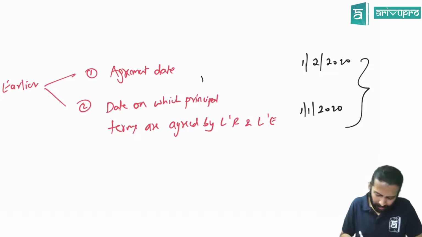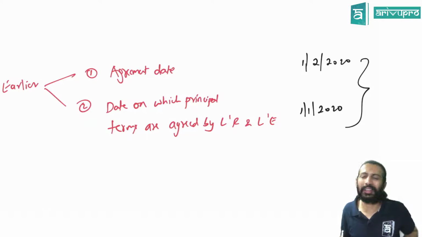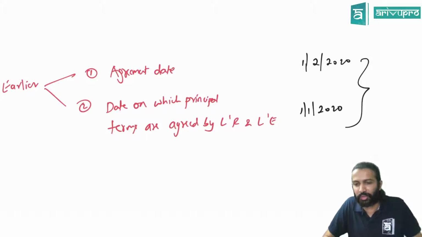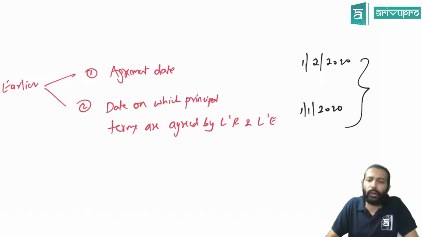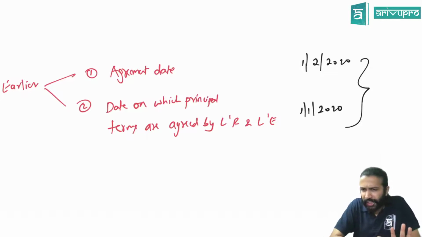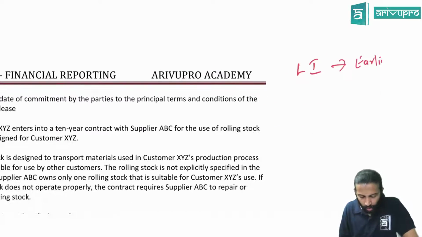If it's a concept-driven question, the keywords are very, very important. It takes a little time, hence I'll give you constant recaps. So let's learn everything in the class itself, and not push anything to home. So lease inception date means the earlier of two things: the agreement date, or the date on which principal terms are agreed by lessor and lessee, whichever is earlier.